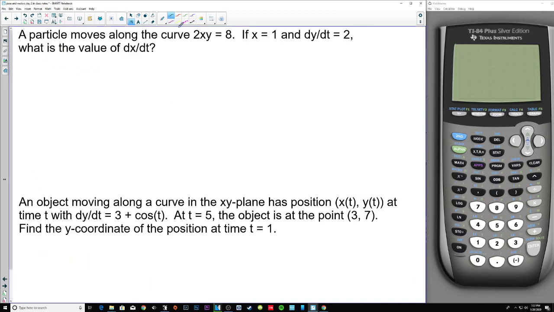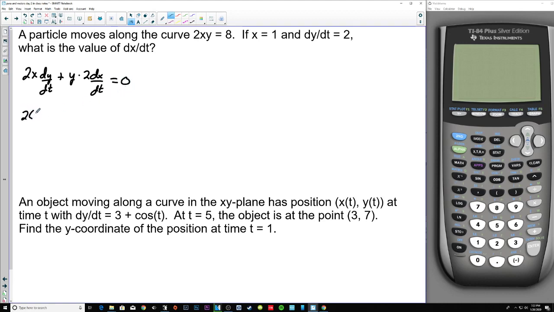A particle moves along the curve 2xy equals 8. If x equals 1 and dy/dt equals 2, what is the value of dx/dt? So let's take the derivative. We have first times the derivative of the second, plus the second, which is y, times the derivative of the first, so 2 x dy/dt plus 2 y dx/dt, and that's equal to the derivative of 8, which is 0.